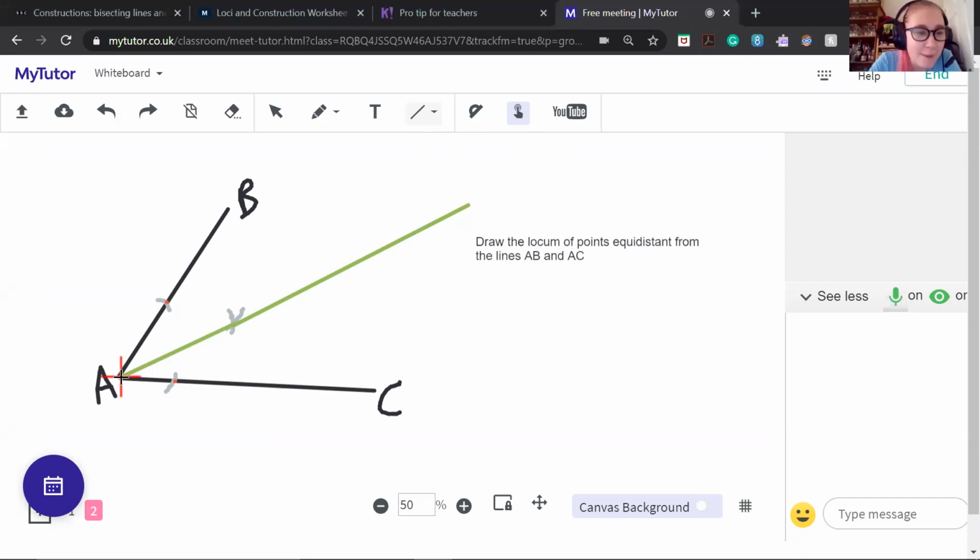So what we did was we put our pin here and drew little arcs cutting both of our lines. Then we moved our pins to our little arcs and made another little cross here, and then connected our line from the first one up to here.